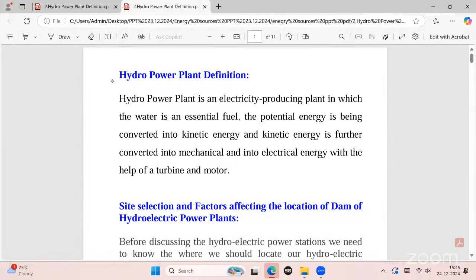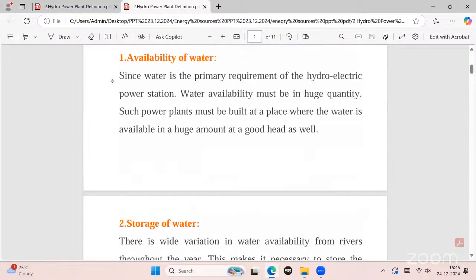First, the definition. You got this question: site selection and factors affecting the location of the dam of a hydroelectric power plant. For 5 marks, I don't know the exact marks, but you got the question. How to select the site before installing the plant? So we have to write down the site selection.